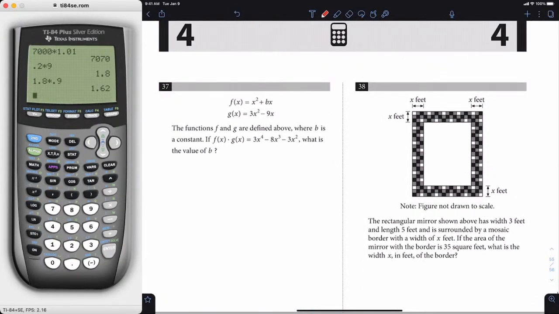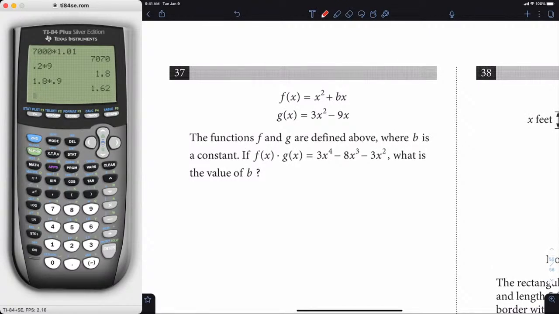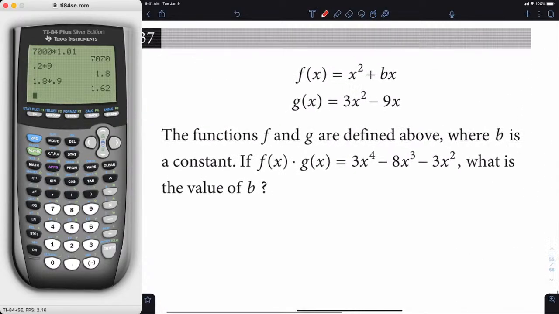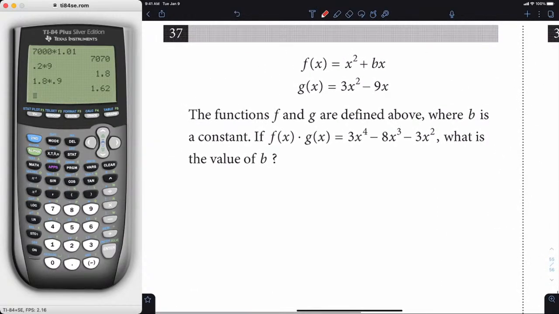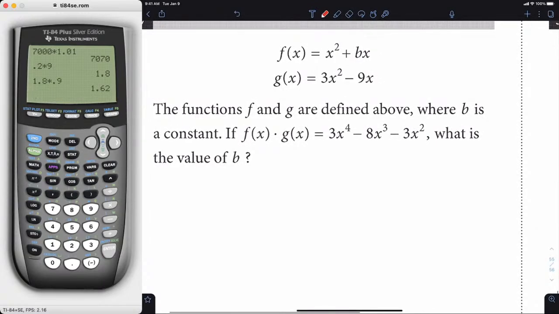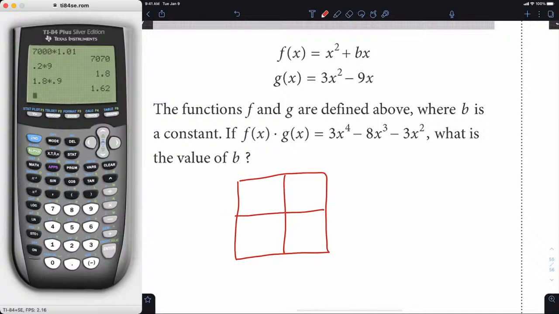Functions f and g are defined above. b is a constant. If f of x times g of x equals that, what is the value of b? Interesting. So we have x squared plus bx, and we have 3x squared minus 9x. We've got to find what the value of b is, and this is equal to all that.